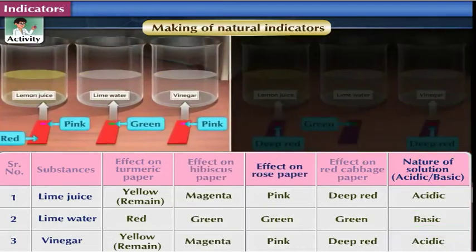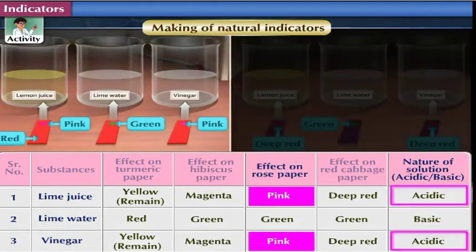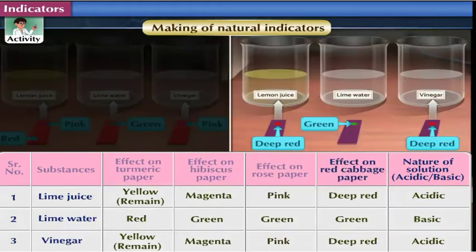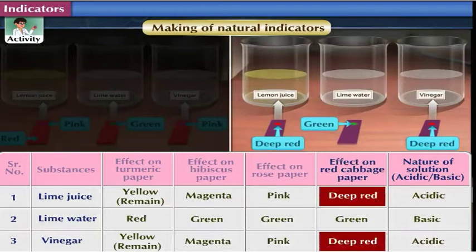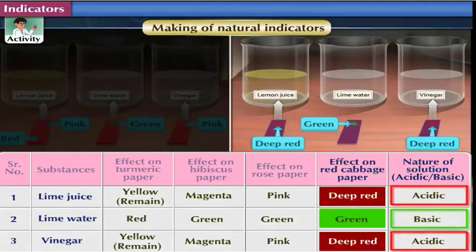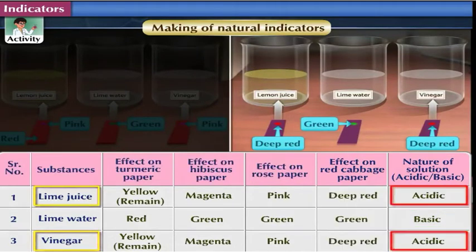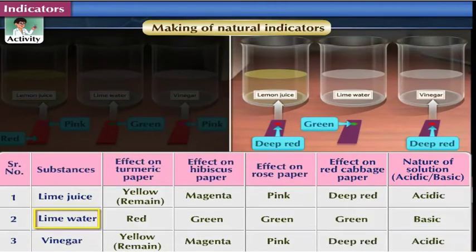The rose indicator paper shows pink color in an acid and green color in a base. Red cabbage indicator shows deep red color in acidic solutions and green color in basic solutions. Hence, lime juice and vinegar are acidic, while lime water is basic in nature. Come, let us perform the next activity.